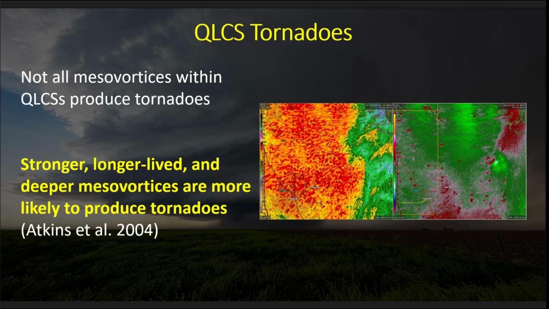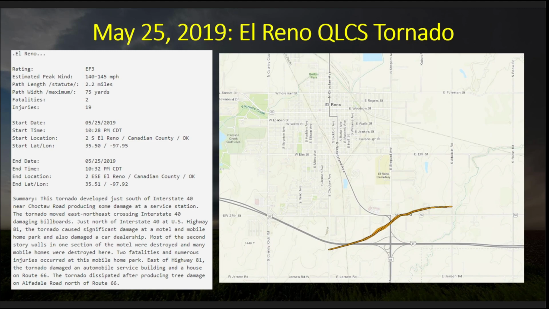Now, not all mesovortices within QLCSs produce tornadoes similar to supercells. Most of them don't, but the stronger, longer-lived, and deeper ones are more likely to produce tornadoes. Like we had on May 25th, 2019 in El Reno. Again, you want to take them seriously because they can be significant. This one, a few years ago, was rated EF3.